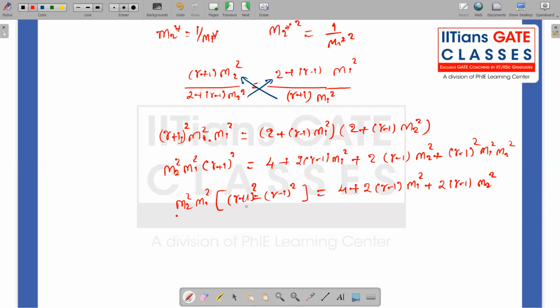So what is this one? This is the (a plus b) whole square minus (a minus b) whole square form. So that should give me 4ab. So that is m2 square times m1 square is equal to 4 times gamma times 1. So 4 gamma, right? Equal to, again, 4 plus 2 times (gamma minus 1) times m1 square plus 2 times (gamma minus 1) times m2 square.